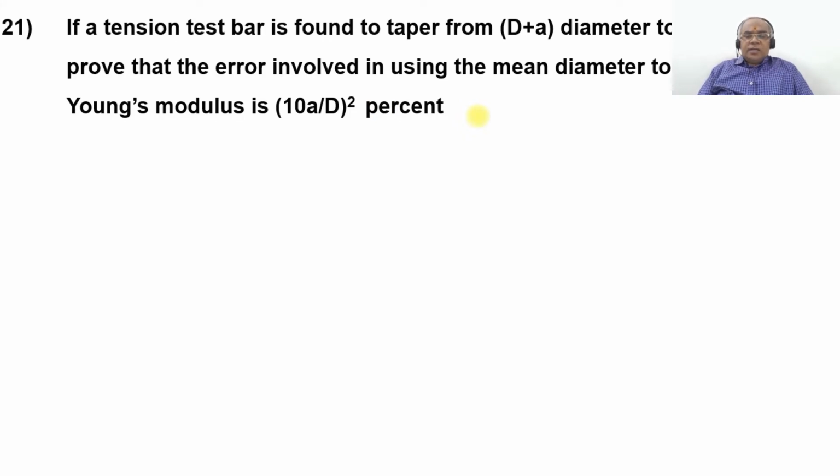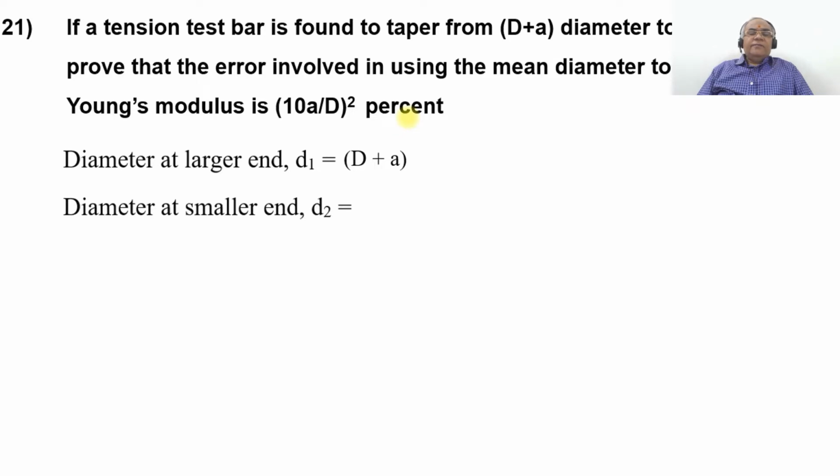So now to do that, first we are going to have the uniform tapering bar. You have a larger end diameter and a smaller end diameter. First we are going to consider the diameter at the larger end, D1, which is equal to D plus A, and the diameter at the smaller end, D2, which is equal to D minus A.